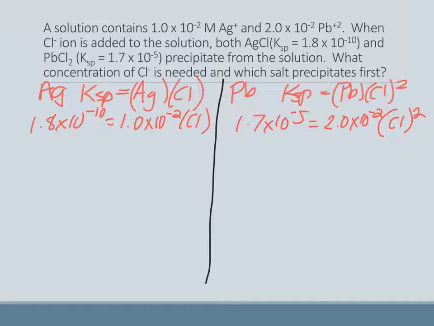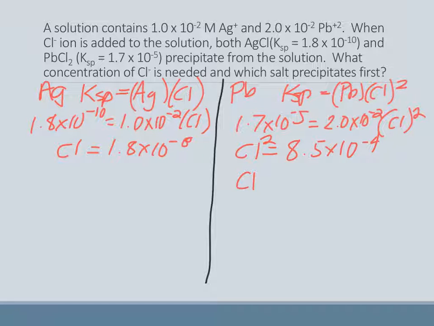For this side, I'm going to get Cl is 1.8 times 10 to the negative 8th. And on this side, I am going to eventually get a Cl that is 8.5 times 10 to the negative 4th. No, that's the Cl squared. Sorry. Cl would be 2.9 times 10 to the negative second. And these are both in molarity.